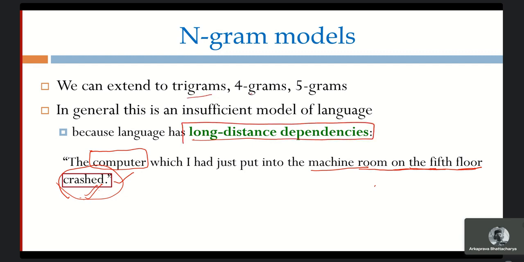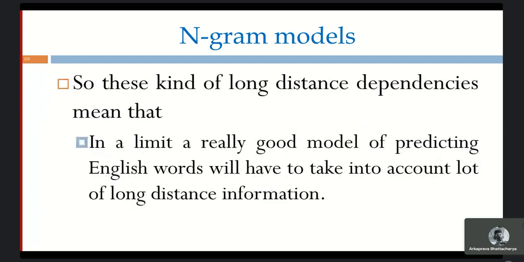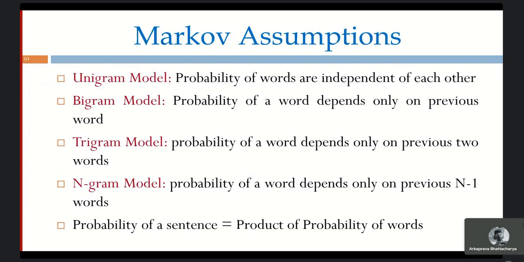When you consider trigram, 4-gram, 5-gram, you may reach only till here, not more than that. Even if you increase the n-gram order, it would be very difficult to predict the word crashed from the given previous words. This is one of the limitations of the n-gram model: it does not handle long distance dependencies. But we can often get away with the n-gram model. Now we have a lot of neural network models which deal with long distance dependencies.